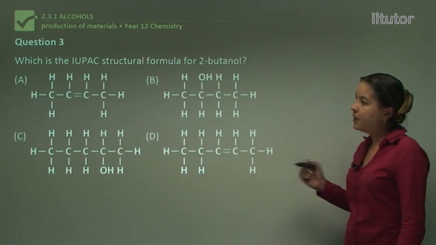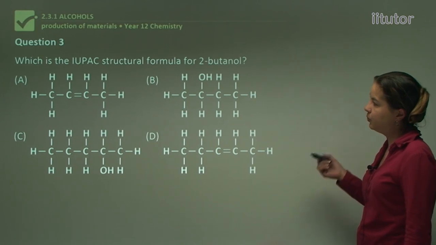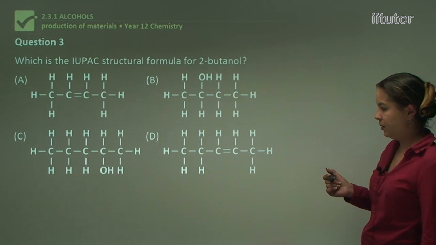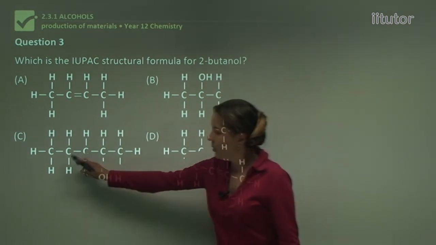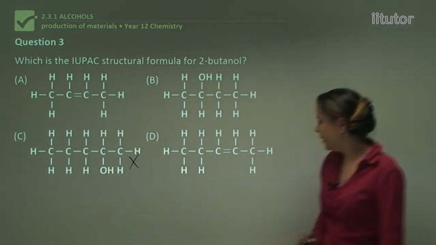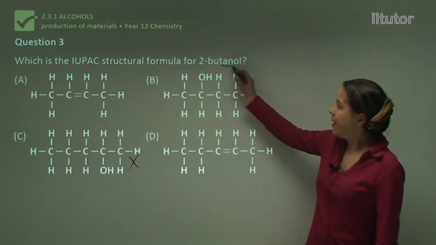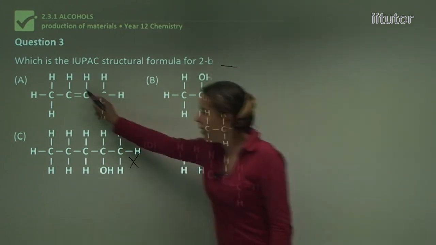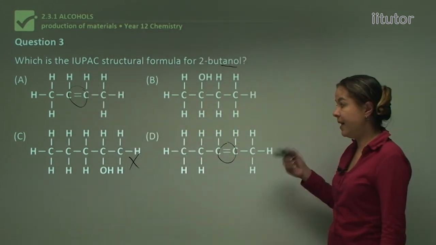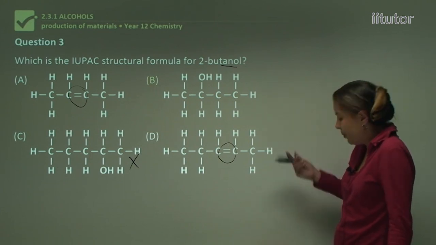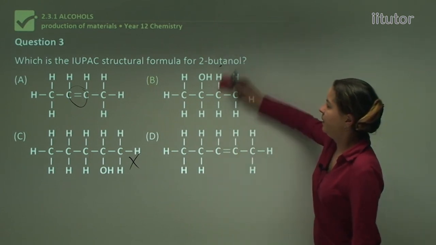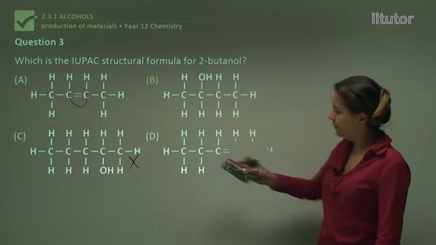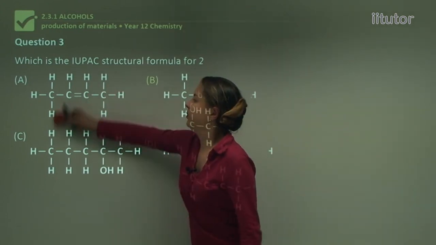Question 3, what is the IUPAC structural formula for 2-butanol? Okay, so meth, eth, prop, but, there's going to be 4 carbons. So 1, 2, 3, 4, 5, straight away we can rule out C. Okay, an, which means it's an alkane, so we can straight away rule out the double bonds, which are an alkene. So by process of elimination, our answer there is going to be B. And it is because the hydroxyl group is on carbon number 2. So that's our answer for question 3.